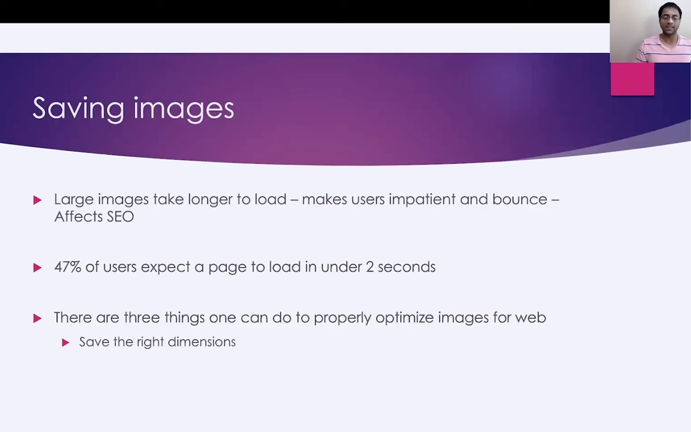The first thing: always save your image in the correct dimensions. Second, always use the option of Save for Web, which is what we're going to look into. And then there is a third option. If you do not have Photoshop, or you do not want to do much tweaking of the photo but just want to compress the image to optimize it for web, you can use one of the third-party applications.